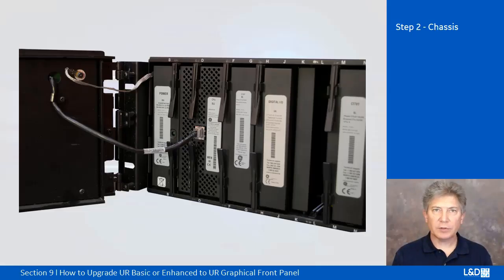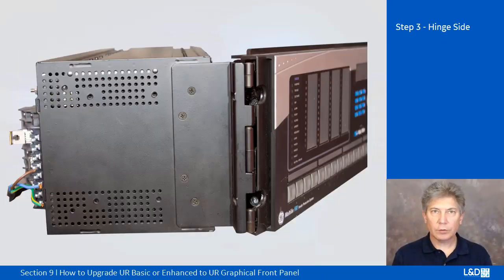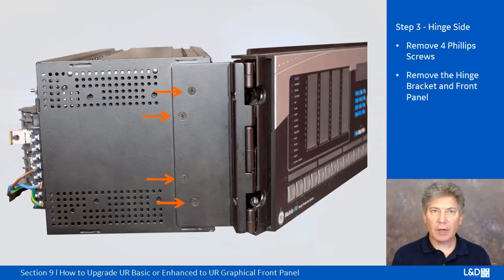The next step is to verify that the control power has been removed and the universal relay is powered down. Disconnect the RJ45 connector and disconnect the ground strap. You'll have to apply pressure to the center of the connector to release the clasp. Turn the UR to the left to gain access to the left side, which is the hinge side. Remove these 4 Phillips screws and remove the front panel and the hinge assembly.